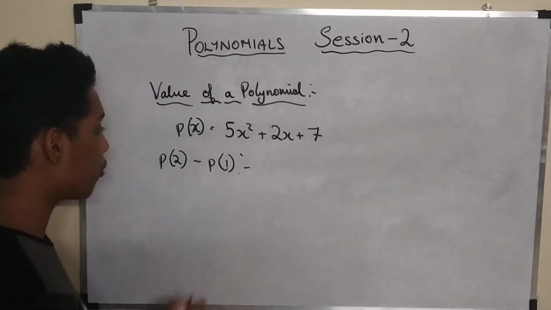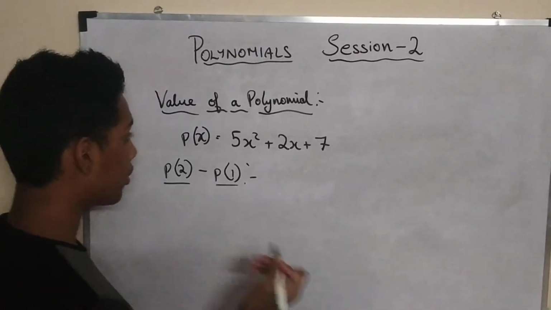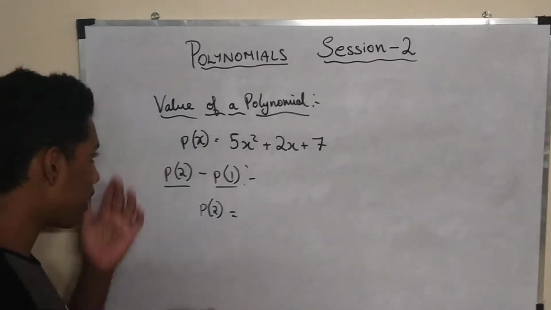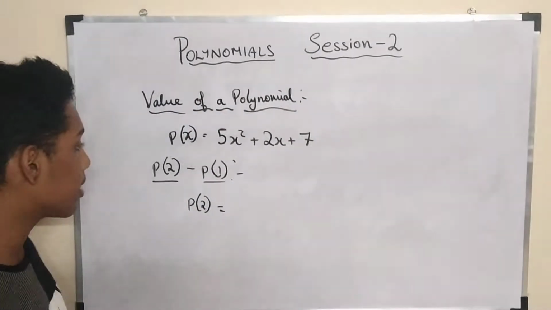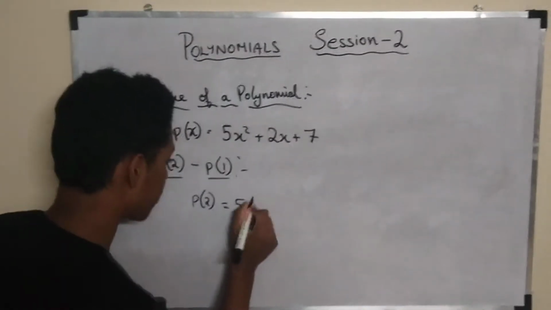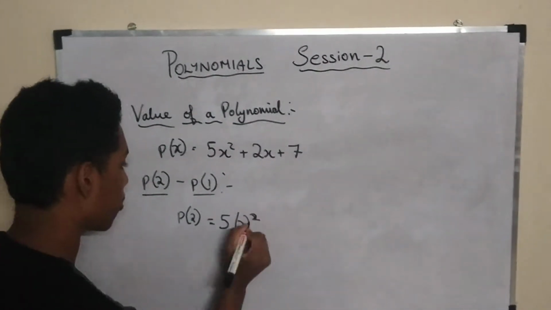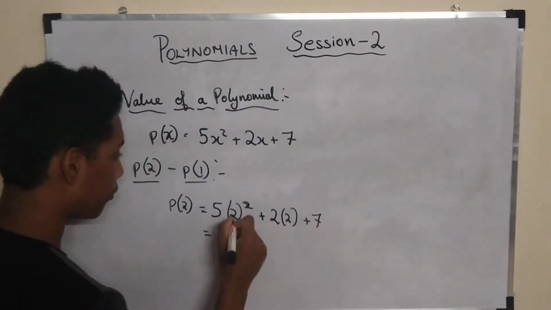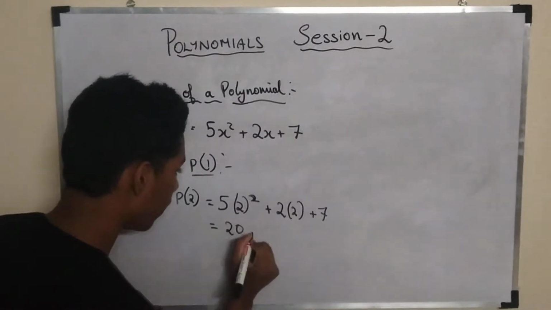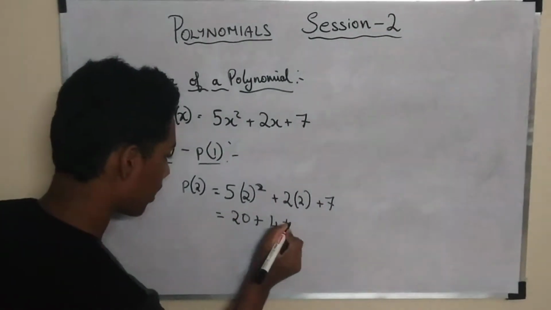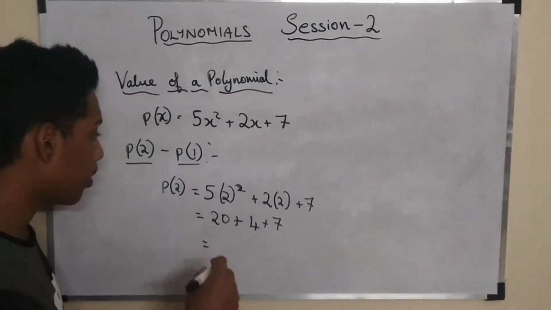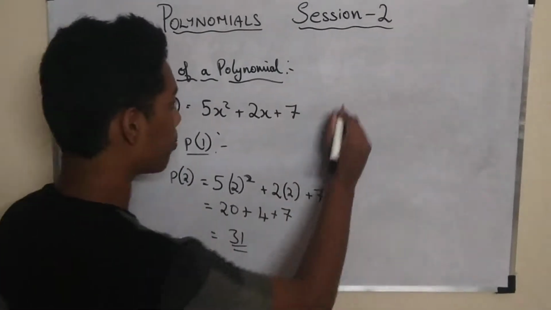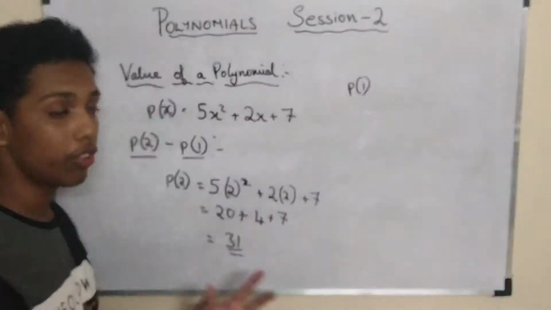I already told you how to find the value of each, p of 2 and p of 1. Now let's first find the value of p of 2. While solving, first write p of x equal to 5x square plus 2x plus 7. Then p of 2 will be 5 into 2 square plus 2 into 2 plus 7. 2 square is 4, 5 into 4 is 20, plus 2 into 2 is 4, plus 7. So 24 plus 7 is 31. So p of 2 is 31. Now let's find out the value of p of 1, and at last we need to subtract it, okay?